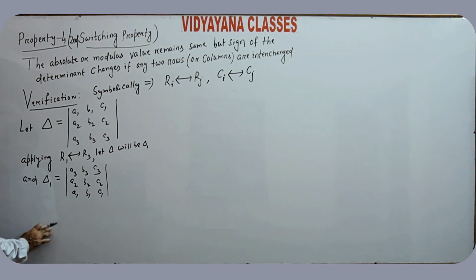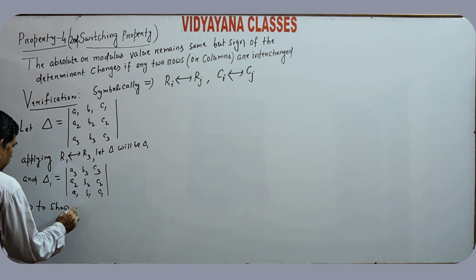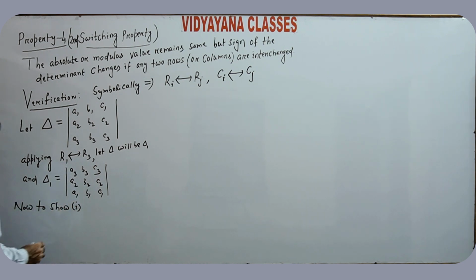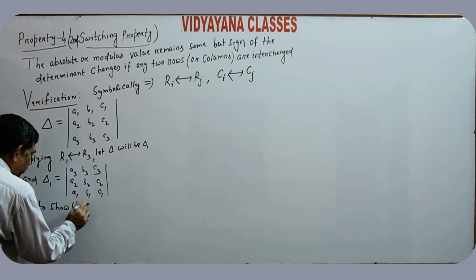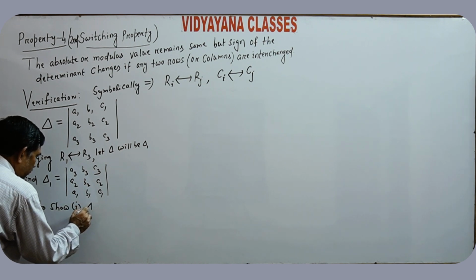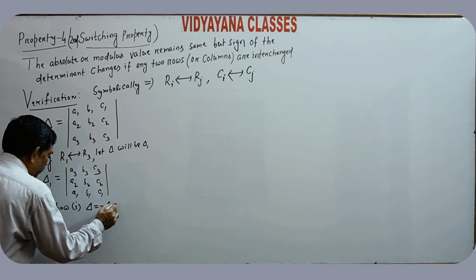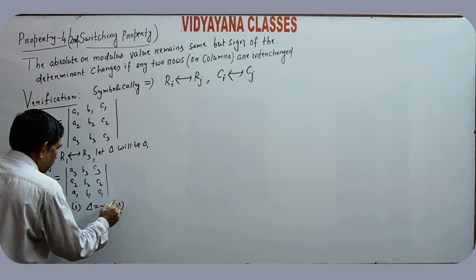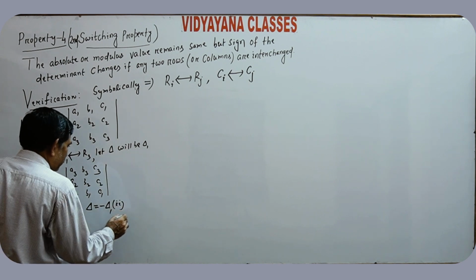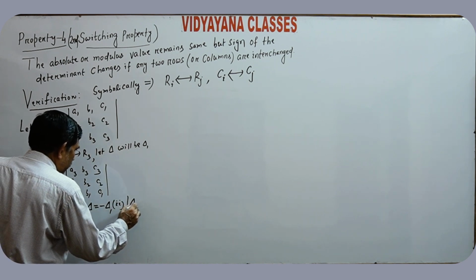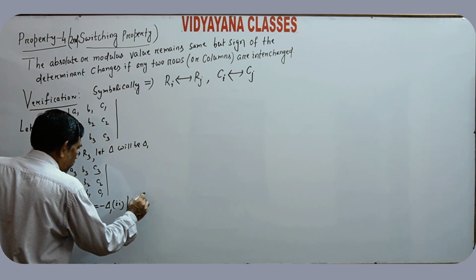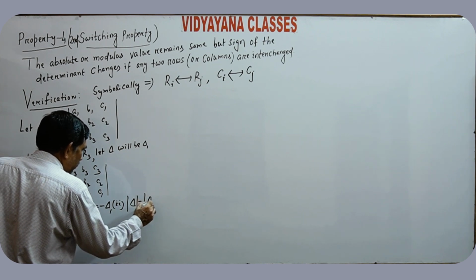Now to show del is equal to negative of del 1. Second condition, modulus of del is equal to modulus of del 1.